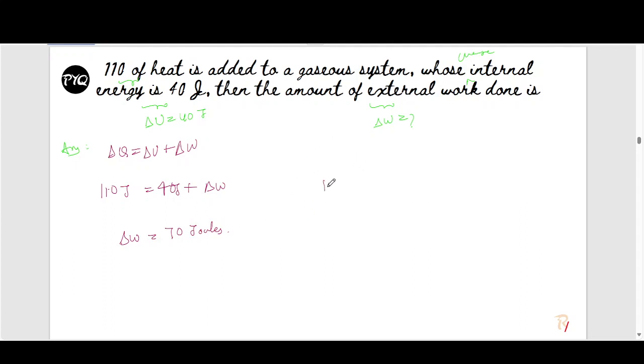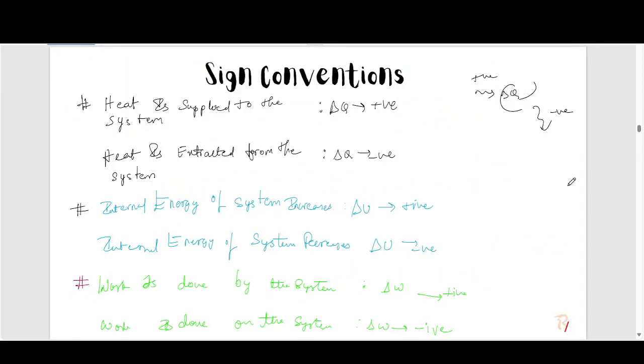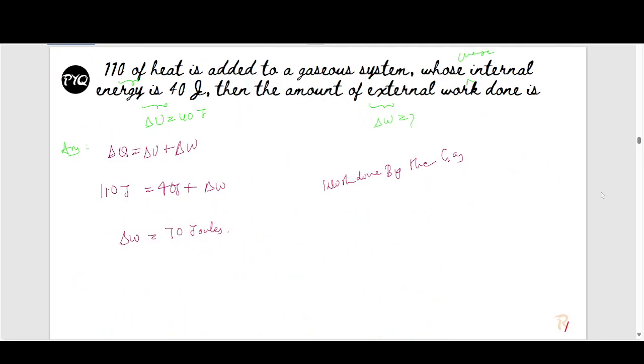Since it was work done by the gas, as I have told in the sign conventions, therefore the external work done equals minus of work done by the gas. Since work done by the gas gives positive, the work done is positive, but the external work done is the negative of the gas, that is minus 70 joules. Answer.